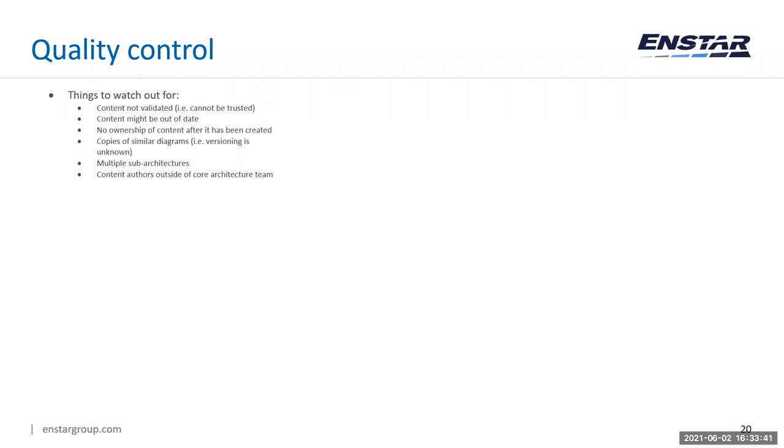Or worse still, when copies of the diagram have been downloaded and emailed to senior stakeholders, and their basis of information is that particular version, which might not be the final version or the version that is sourced and mastered in the repository. It could be multiple sub-architectures, so people creating to-be architectures or their own workspaces that aren't synchronized and become out of date.